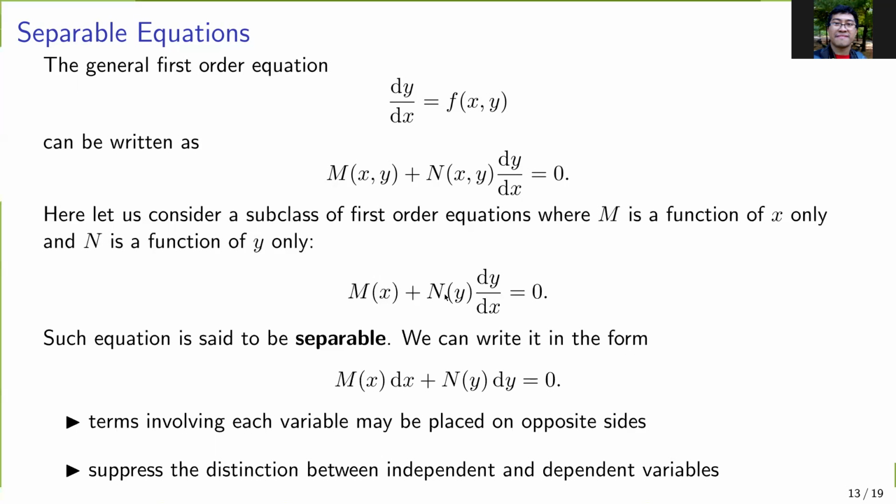Such an equation is said to be separable, and we can write it in the form m(x) dx plus n(y) dy. This has advantages. First is that the terms involving each variable may be placed on opposite sides. So we put on one side terms containing only variable x, and on the other side, terms containing only y variables. And we can also suppress the distinction between independent and dependent variables. So it won't matter whether we choose x or y as the independent variable.